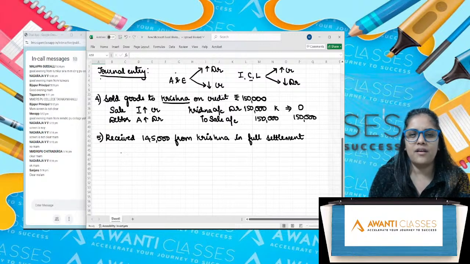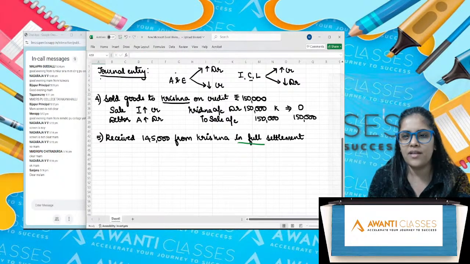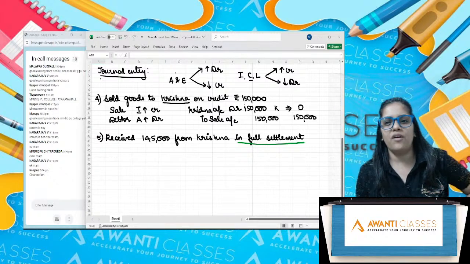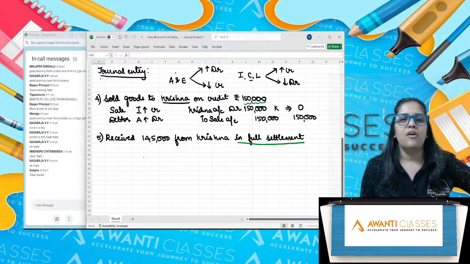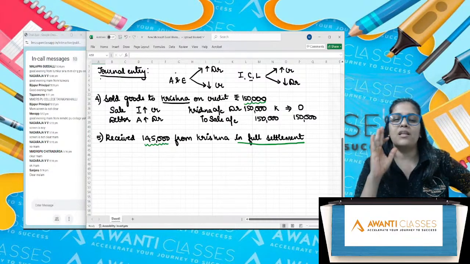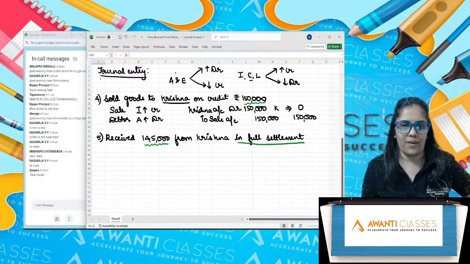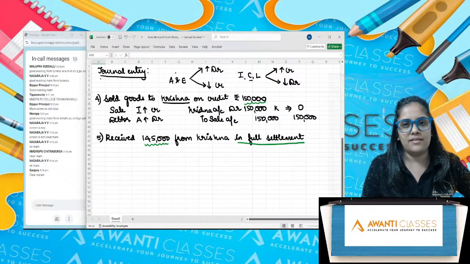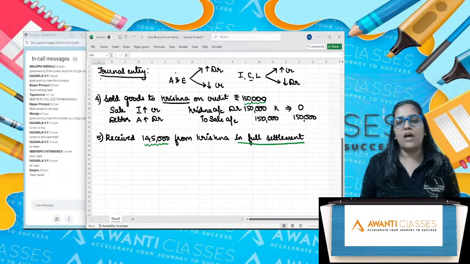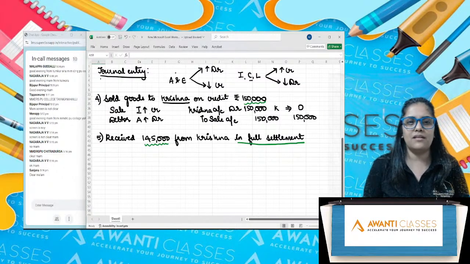Okay, now let's continue. Received 1,45,000 from Krishna in full settlement. Guys, this is very important. The word full settlement means we sold goods to Krishna for 1,50,000, but he is paying only 1,45,000 in full settlement. Matlab the other 5,000 he is not going to pay. And that is not bad debts. This is basically discount allowed.